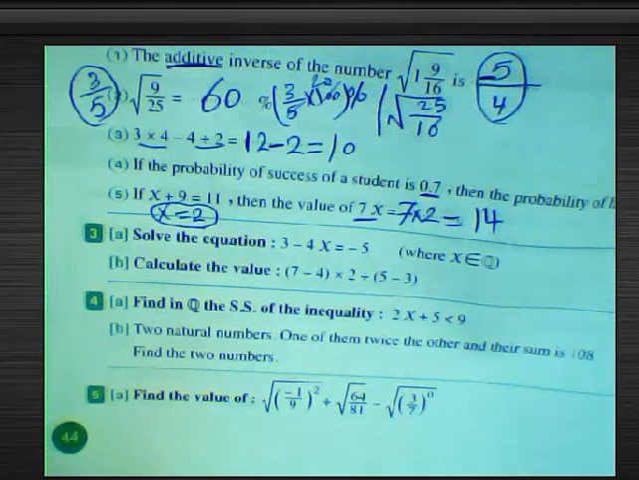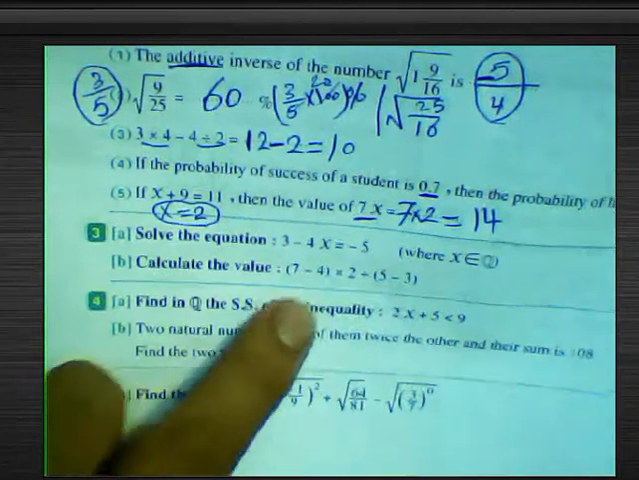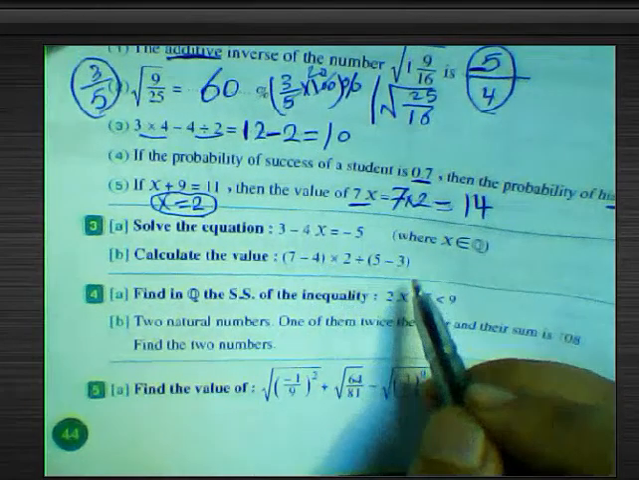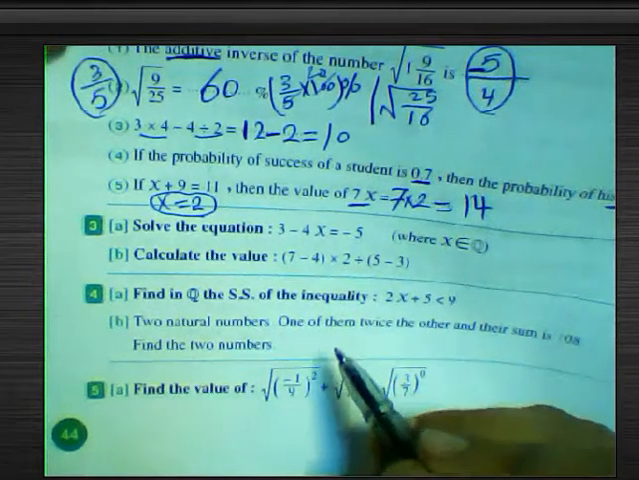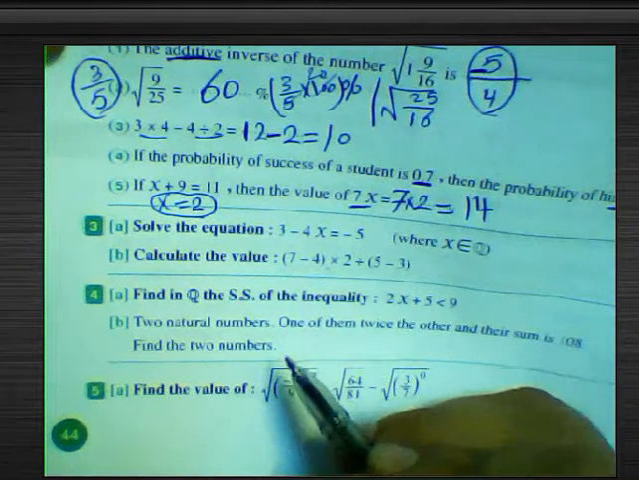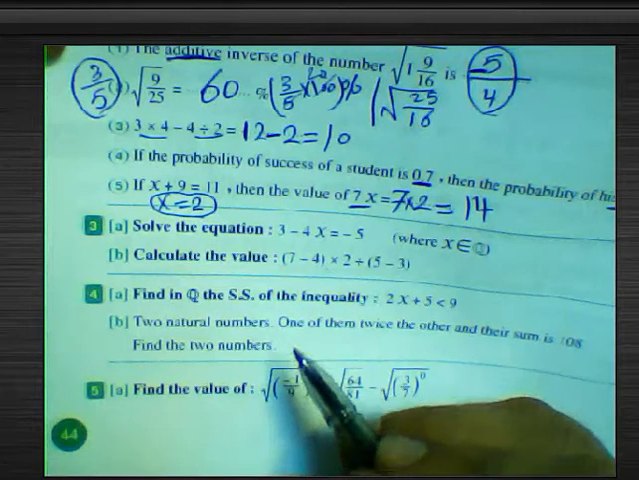Question, letter B. Calculate the value of 7 subtract 4 in brackets times 2 divided by 5 subtract 3. Its order of operations: parenthesis first, exponent next, multiplication and division in the same step, then addition and subtraction, first come first served.